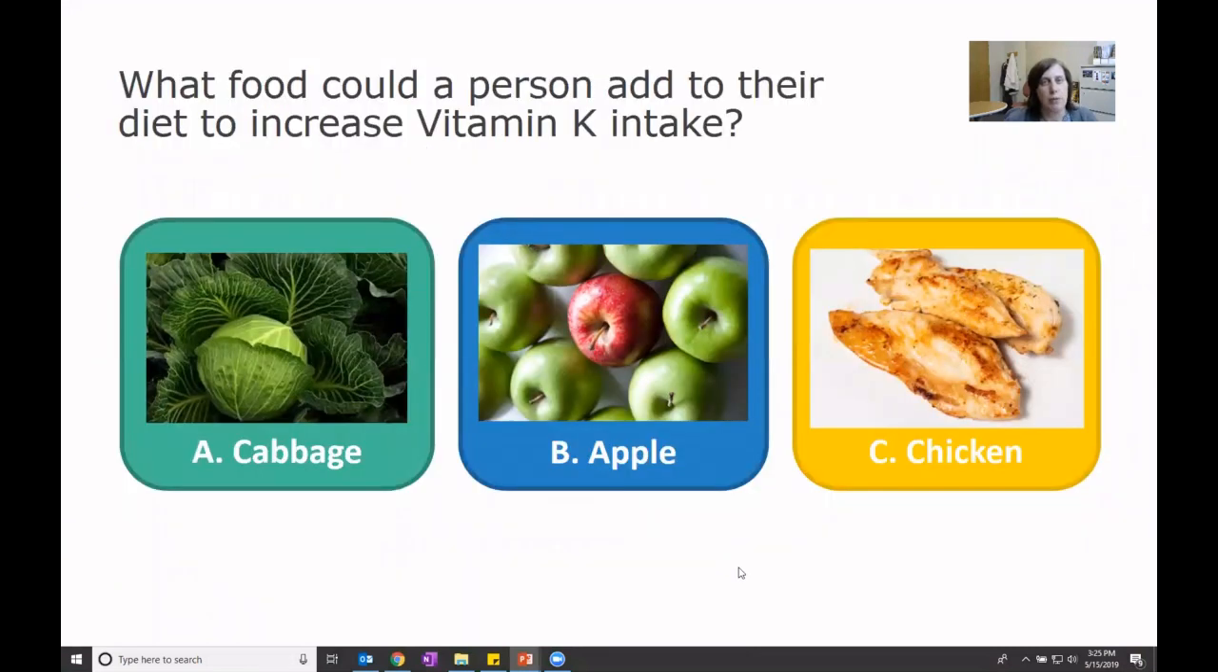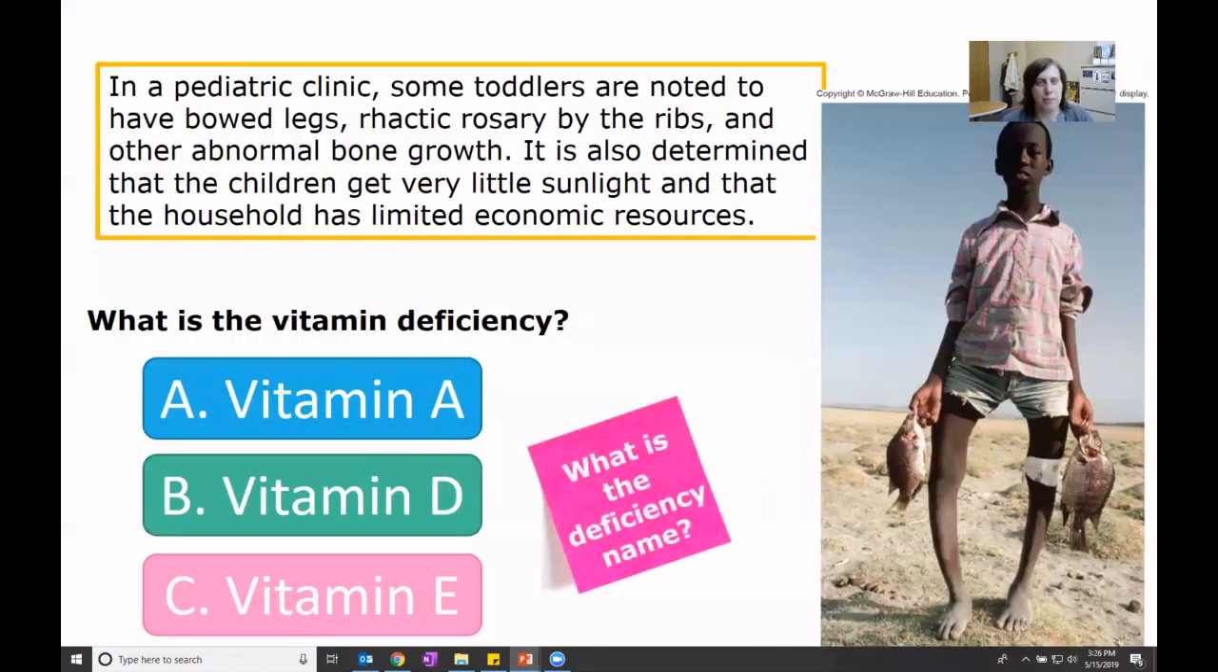So what food could a person add to their diet to increase vitamin K intake? Would you say cabbage, apple, or chicken? Now, of course, none of these foods are going to be given to an infant. That's why we need to make sure they get it through other sources that are appropriate for their age. But if an adult wants to get more vitamin K, what would they consume of these three things? And the answer is cabbage. So cabbage is a good source of vitamin K.